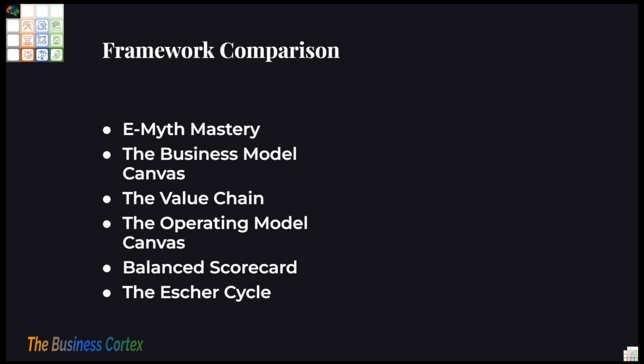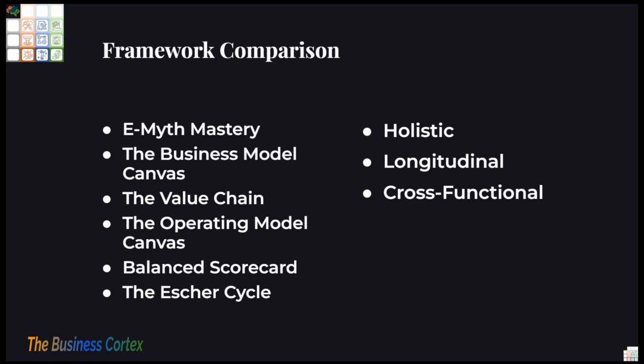And then what we went over were the E-Myth Mastery, the business model canvas, the value chain, the operating model canvas, the balanced scorecard, and the Escher cycle. Now, what you get out of the Business Cortex is that it is holistic, in that it really includes all of the things that many of these models include. It's longitudinal in that it shows you from concept to cash. So it helps you when you're strategizing as an entrepreneur, when you are a startup building your systems, and in the operations of your business in the day-to-day.